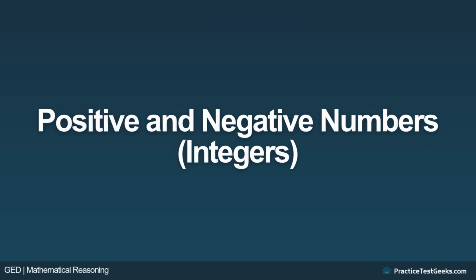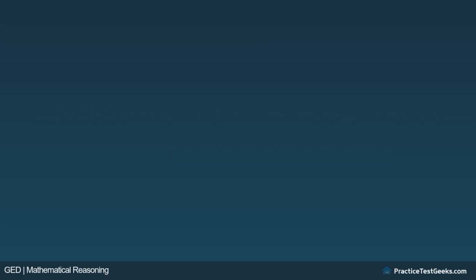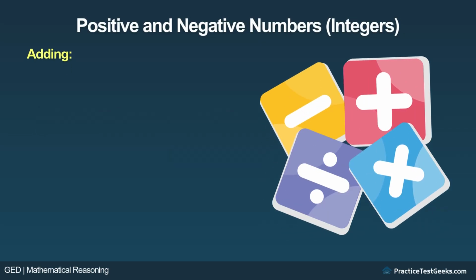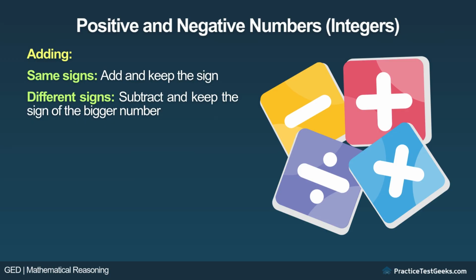Working with positive and negative numbers, also called integers, is a key skill on the GED. These numbers follow specific rules for each operation, so let's go over them step by step. When adding integers, first, determine whether the signs are the same or different. If the signs are the same, add the numbers and keep the sign. If the signs are different, subtract the smaller number from the bigger one and keep the sign of the number with the larger absolute value.